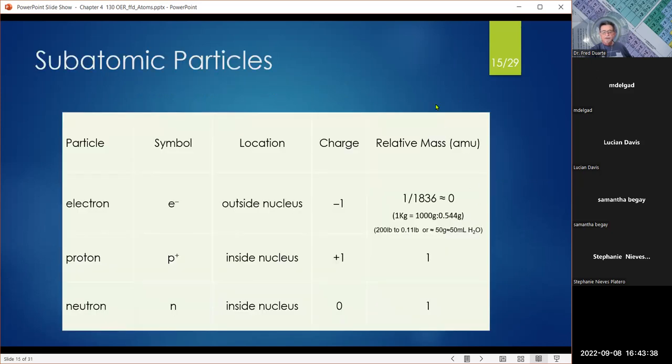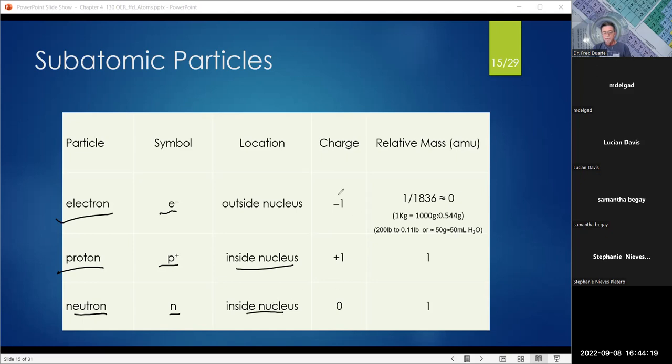All right, so we have these subatomic particles, specifically the electron. Its symbol is generally a lowercase e with a superscript hyphen representing a negative, because it has a negative charge. Its location is outside the nucleus. We don't know at this time where specifically it exists, but we're going to learn that here. The proton is in the nucleus, and its symbol is P superscript plus, okay? And then the neutron has the letter N, and it also is inside the nucleus.